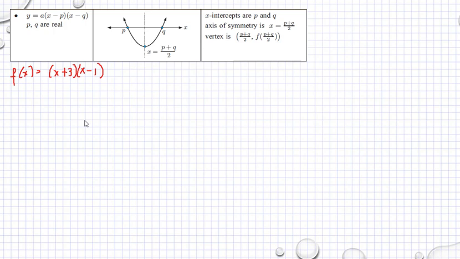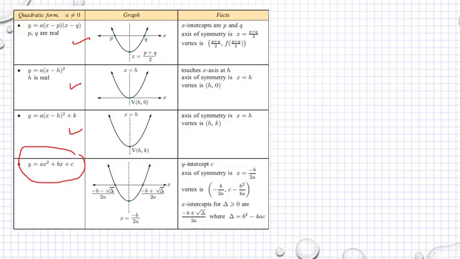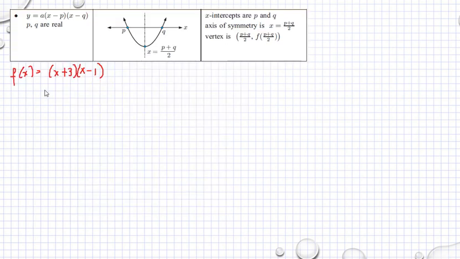Welcome back. As I promised, I will be discussing one by one what is in this table. The first one there, as you can see, is y is equal to a times the product of (x minus p) and (x minus q) in the parentheses. p and q are real.